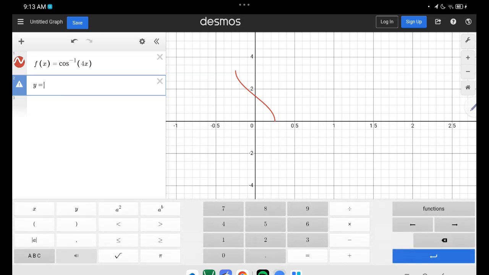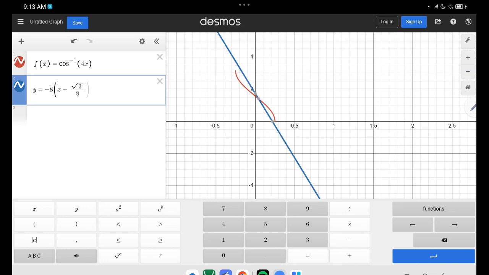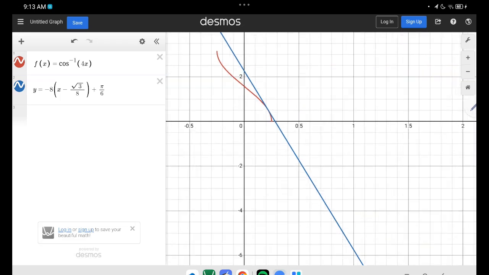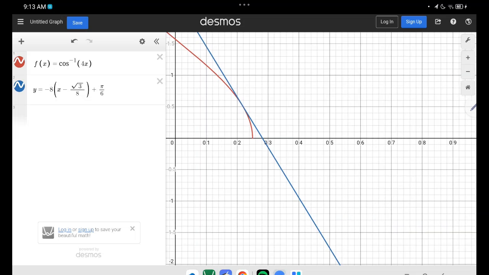Let's fill up our screen there. And we ended up with y equals negative 8 times the quantity x minus square root of 3 over 8, right? And then plus pi over 6. Something's off. Pi over 6. Oh, no, something isn't off. I just didn't think that was going to work out that way. Okay, perfect. Yeah, that is what I expect to see with the tangent line.